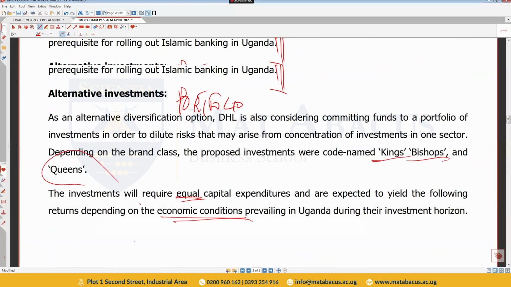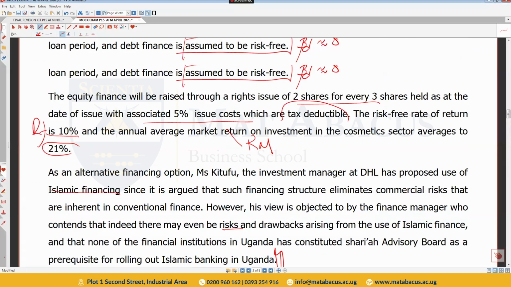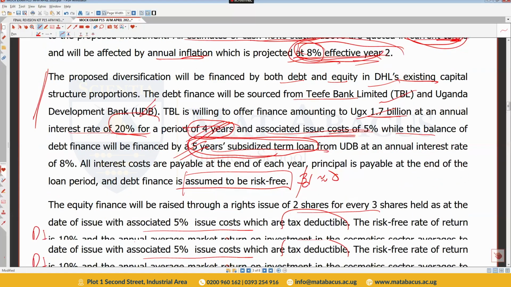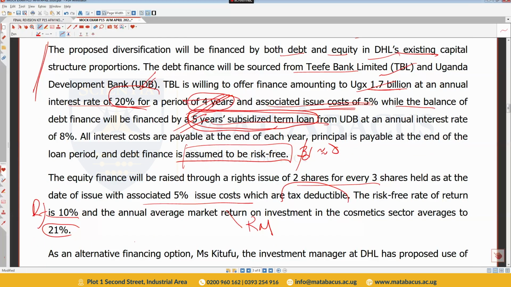We are left with the issue costs. We were told that actually when you borrow from DBL, the 1.7 at 20%, there will always be an issue cost. So you're going to deal with the two issue costs. There is that borrowing from DBL, and then UDB.